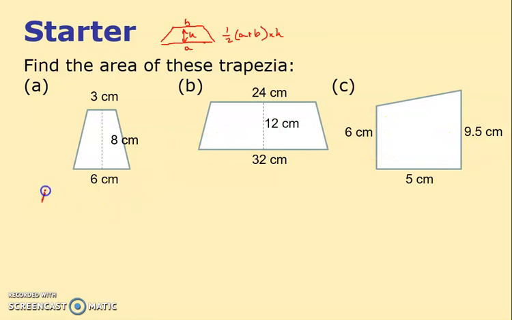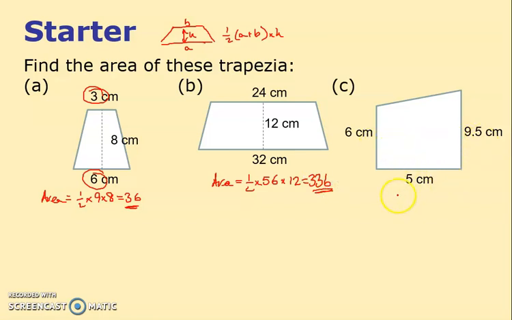If we quickly work these out, area equals a half of the parallel sides, the 3 and the 6, so a half of 9 times 8, and I get 36 in my head, square centimetres. The next one, if I add these two together, I get 56, and my area is a half of 56 times the 12 in between. I think that's 336. I'm just going to do it on my calculator. Yes, 336 again, square centimetres.